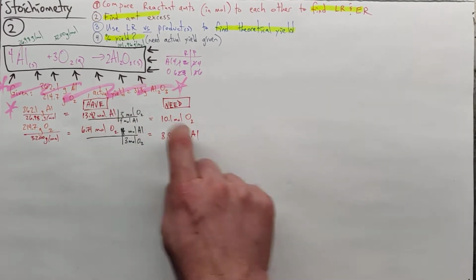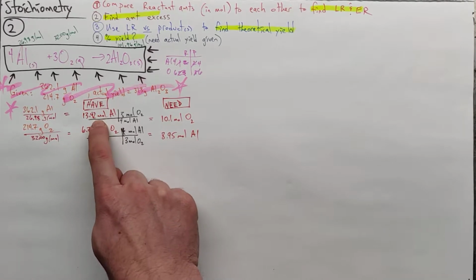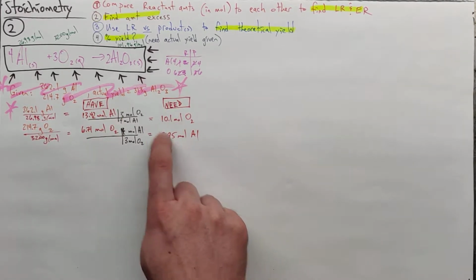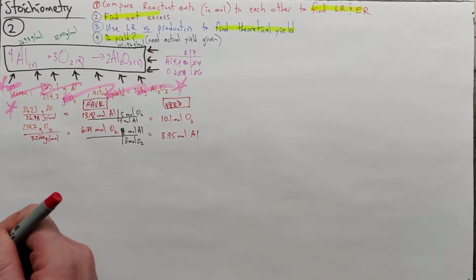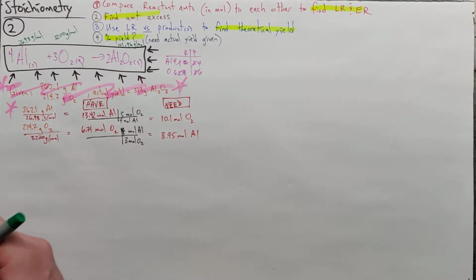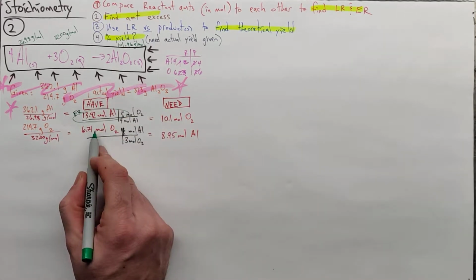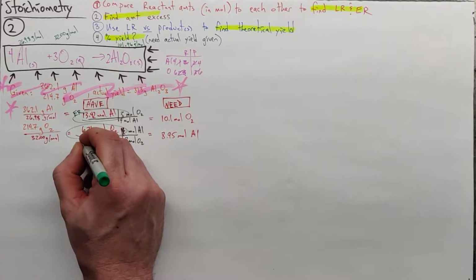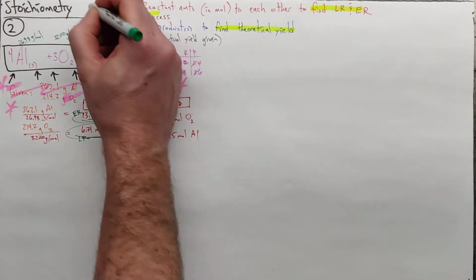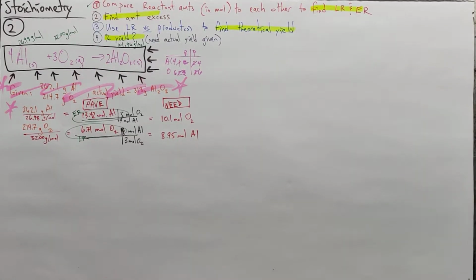And as we look here, obviously, I have 13.42 moles of aluminum. I need 8.95. That's got to be our excess reactant. And I will, I guess, circle it. That is our excess reactant. And I have 6 and I need 10. I don't have enough. That's our limiting reactant. So we've checked our first step off here. Compare the reactants to each other to find the limiting and excess.